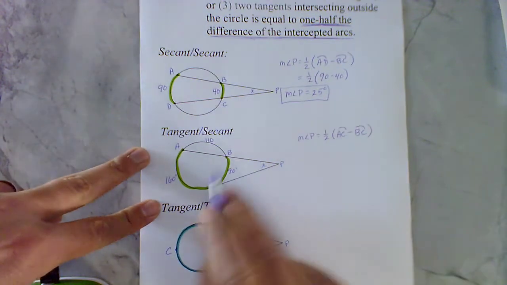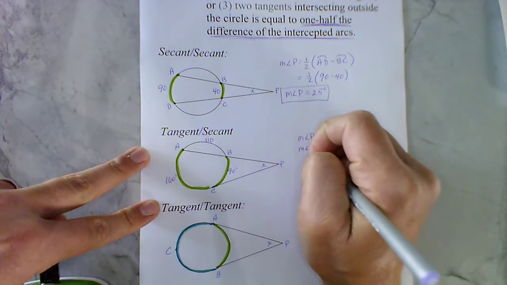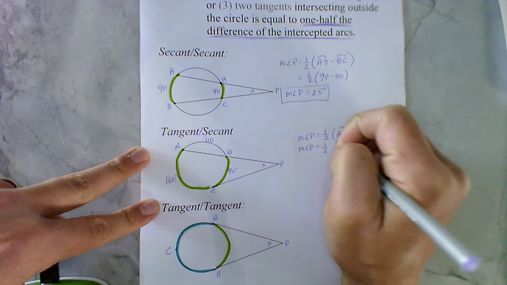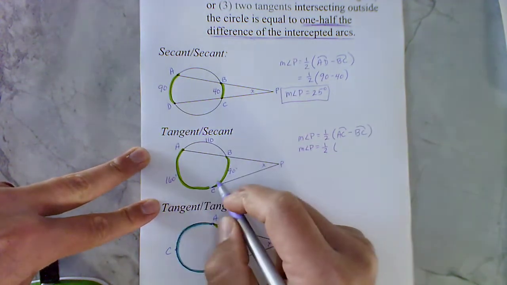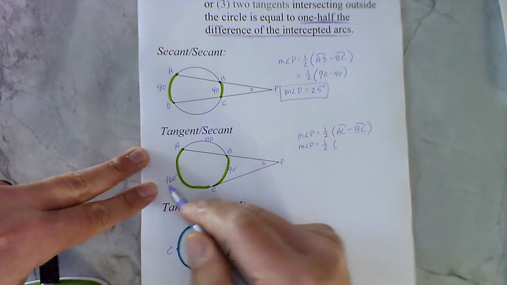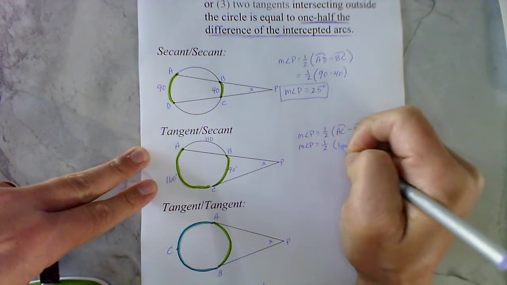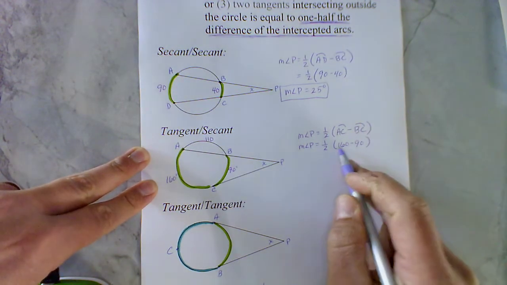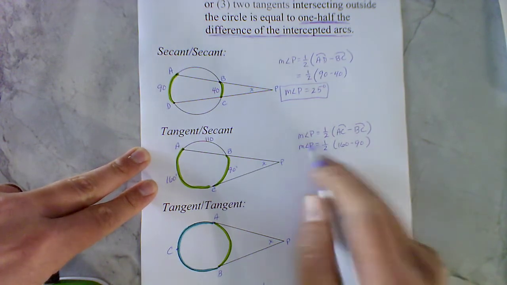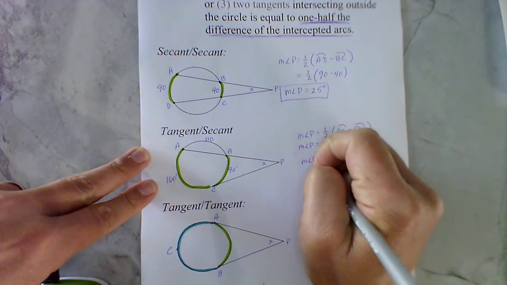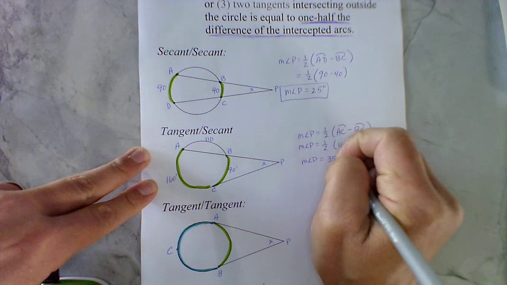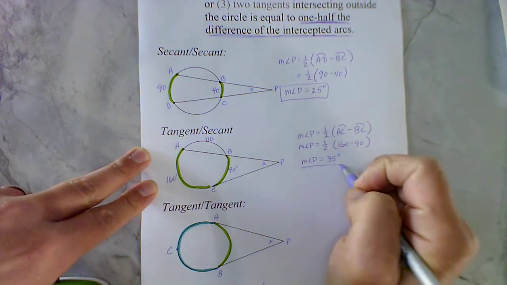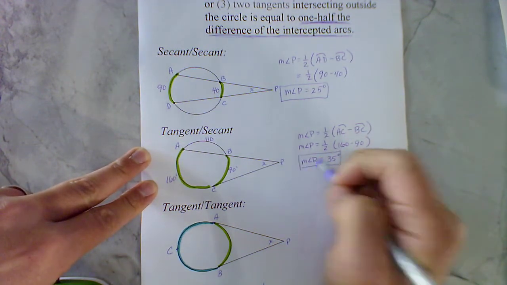So anyhow, the measure of angle P would equal 1/2 of, I'm not going to use the 110 because it's not one of the intercepted arcs, I just used it to figure out the missing intercepted arc. Again, larger arc minus smaller arc. So 160 minus 90 is 70. Half of 70 is 35. So the measure of angle P for this picture would be 35.